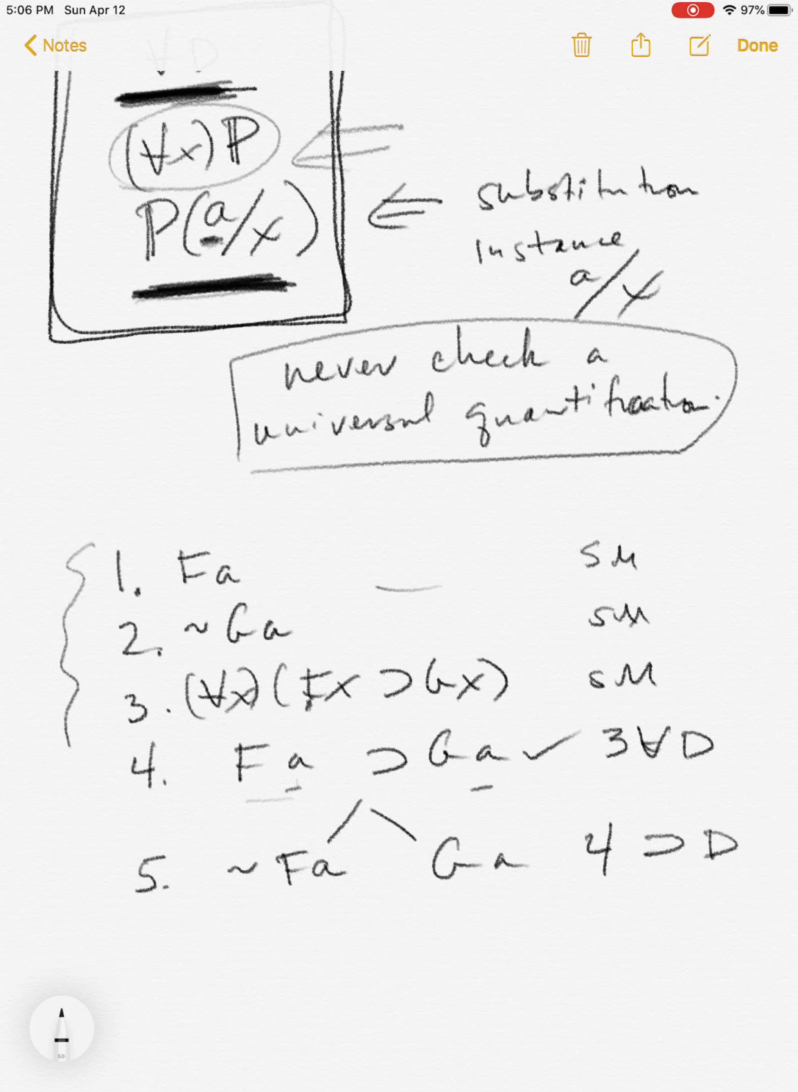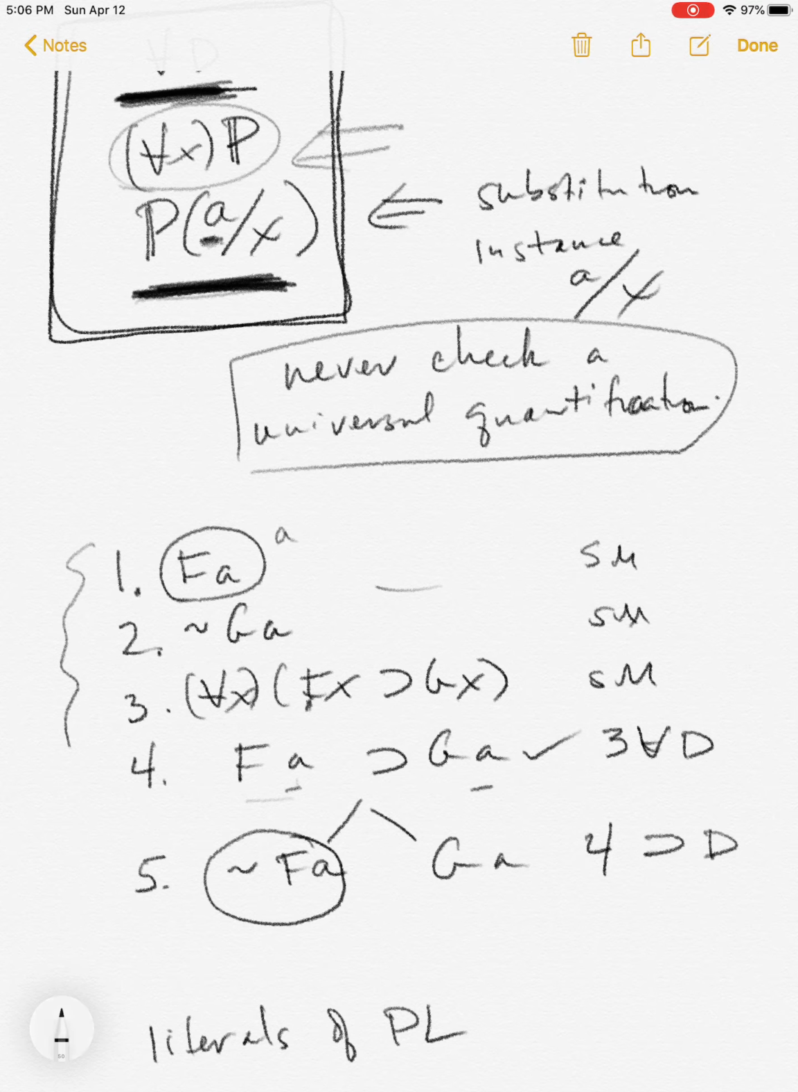Okay, now we've finished this tree, so to speak. We're going to talk later about what it really means to finish a tree. But when we take a look at this, we've got FA on line 1, and we've got not FA here on the left-hand side on line 5. FA and not FA are literals of PL. This is an atomic sentence of PL, and this is the negation of an atomic sentence. So you can close a branch when you've got an atomic sentence and its negation on a branch.